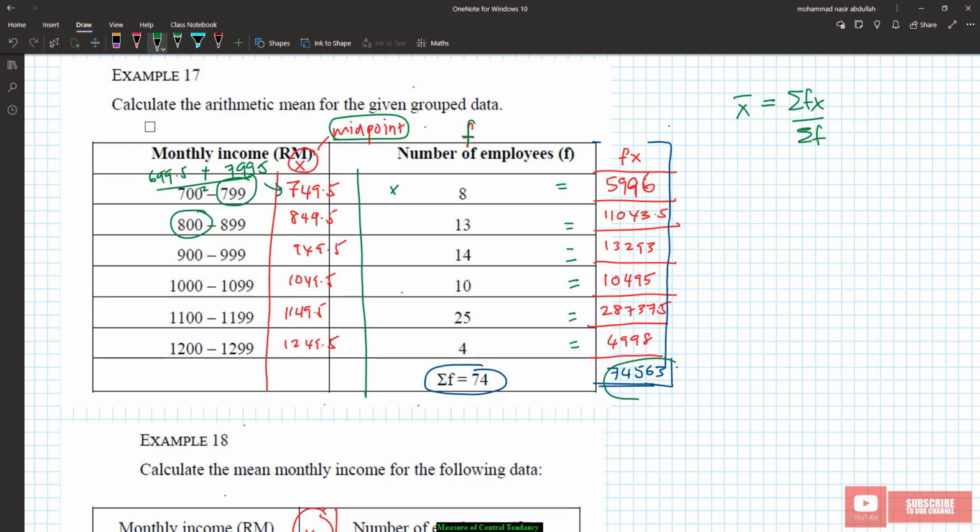And get the summation of fx. So this is the summation of fx. I already calculated it for you, don't worry. And this one should be 74563 divided by 74. So how much is it? 74563 divided by 74 should be equal to 1007.61. So this is the average monthly income for 74 employees.